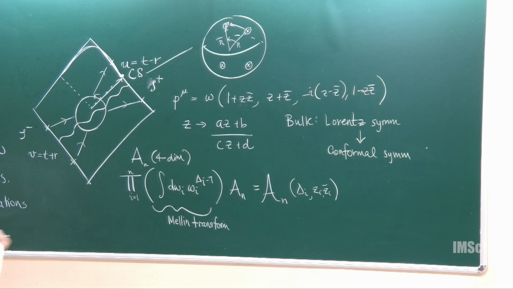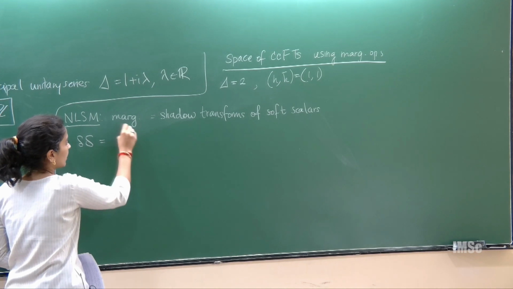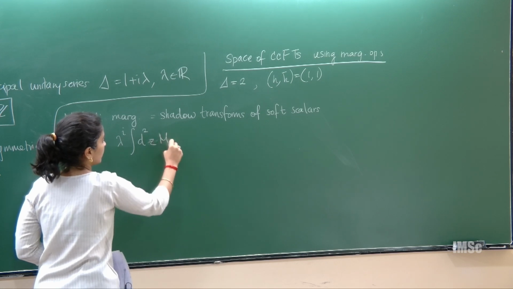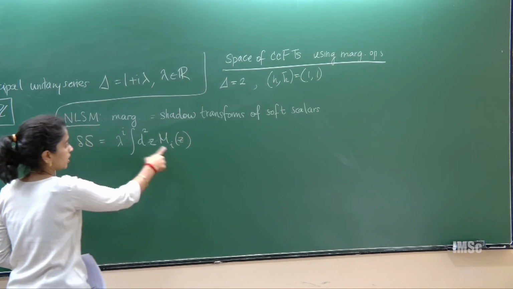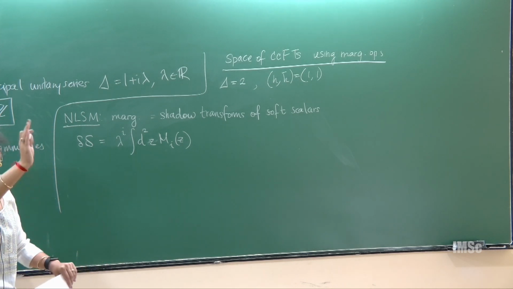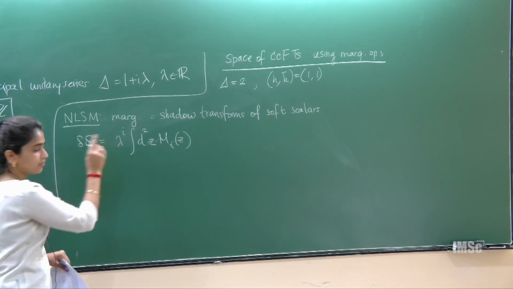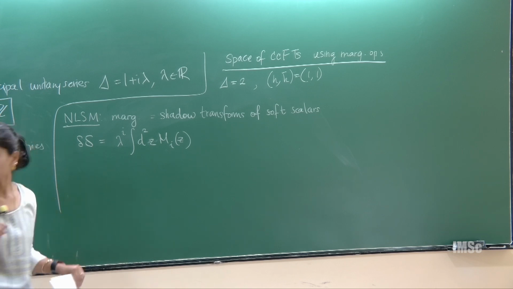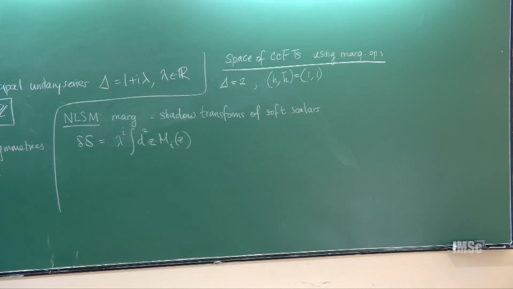Correct. So the vev of the scalar, I should say here that the addition of the marginal operator essentially amounts to a change in the action of the form lambda times the integral d^2z of the marginal operator O_i(z), where this is the marginal operator and lambda is some parameter that specifies how much I have deformed by, and the vev of the scalar changes essentially by this lambda.